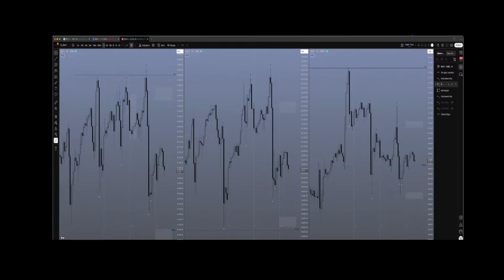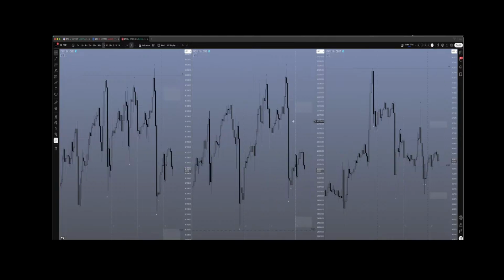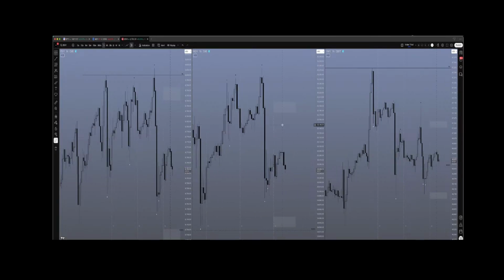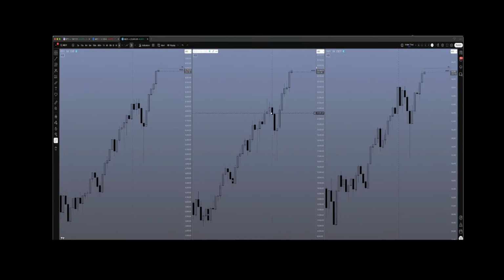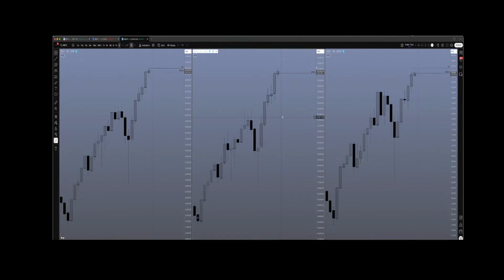Let's see how we get on today. There's going to be something juicy this week, I'm sure of it. Right, I'll start on the monthly. We've had a bullish month. All assets are above.